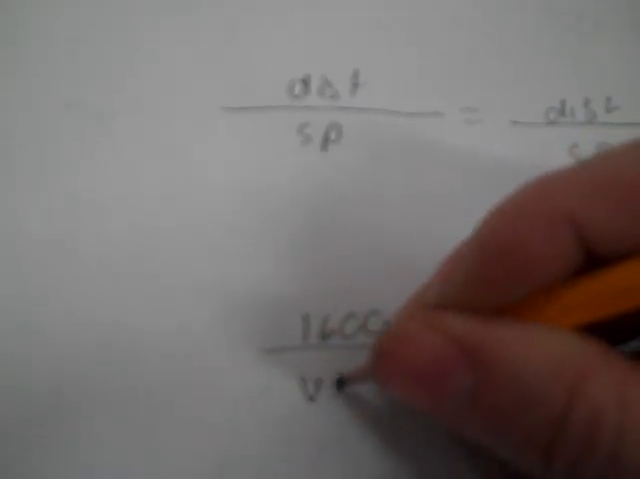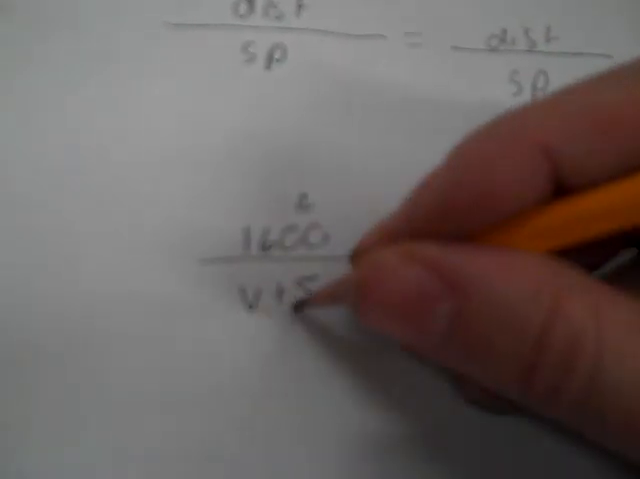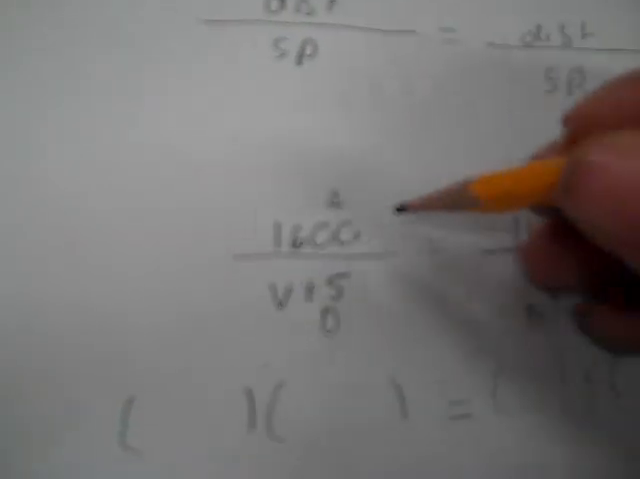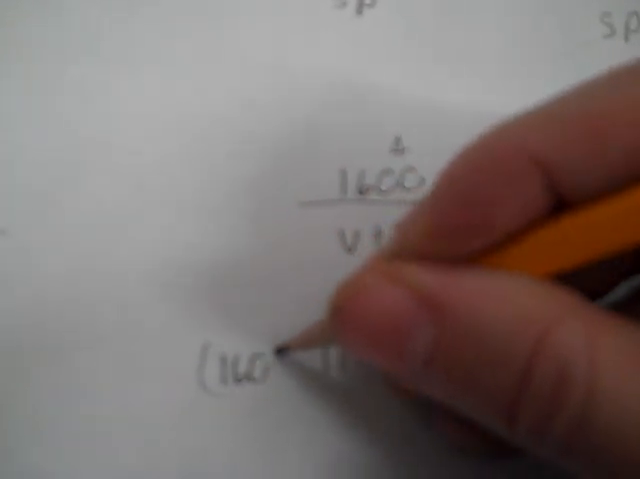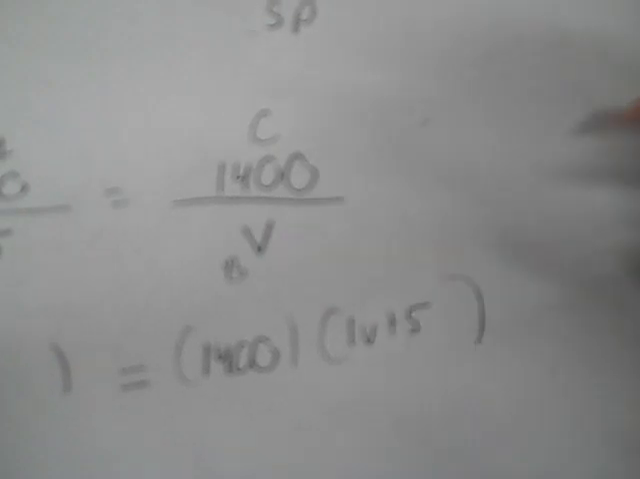Okay, now we actually know the distances the runners run flat out. We know one of them's 1,600 and one of them's 1,400. Now the speeds are the unknowns, but I can put V plus 5 here and then V for that. So now I can solve the equation for V using the A times B, C times D method. So A times B, we're going to have 1,600 multiplied by V, or 1V. We're going to have 1,400 multiplied by 1V plus 5.